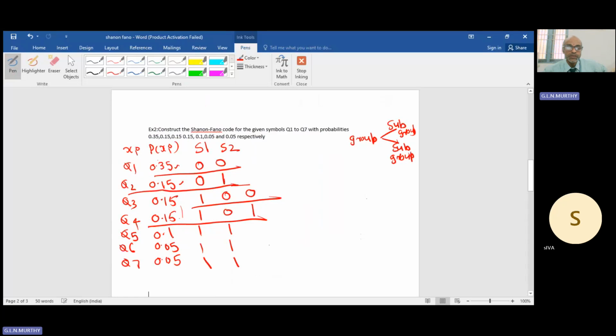Approximately only, no issue. See this 0.1. If I add these two, 0.05 plus 0.05 is again 0.1. So divide. Upper one is 0, lower one is 1. This is closed. This is closed. No division possible. In this case, two probabilities are there, 0.05, 0.1. Again divide. Upper one is 0, lower one is 1. Any further division possible? Verify? No.